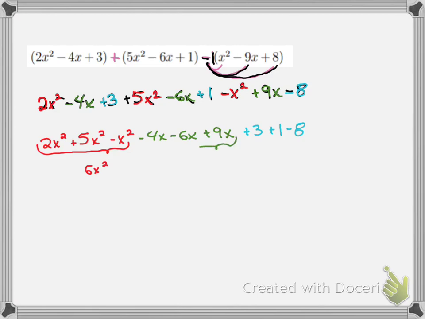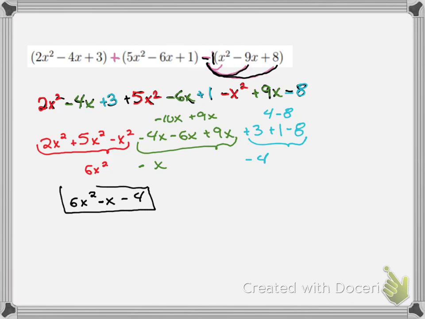Okay. How about over here? So we have -4 and -6. That gives us a -10. Minus 10x plus 9x gives us -x. Okay. And then over here, 3 plus 1 is 4. 4 minus 8 is -4. Now my numbers are all kind of spread out here, so I'm just going to rewrite it so it looks like a polynomial and not just random numbers and letters floating out in outer space. So if all of the arithmetic is right, that should be the correct answer.